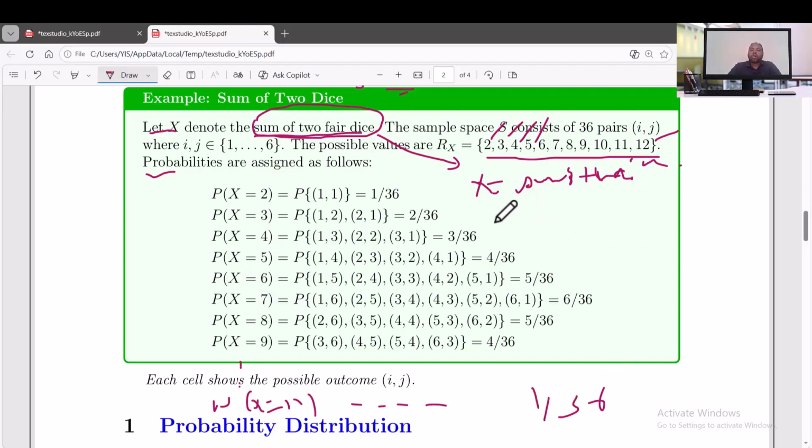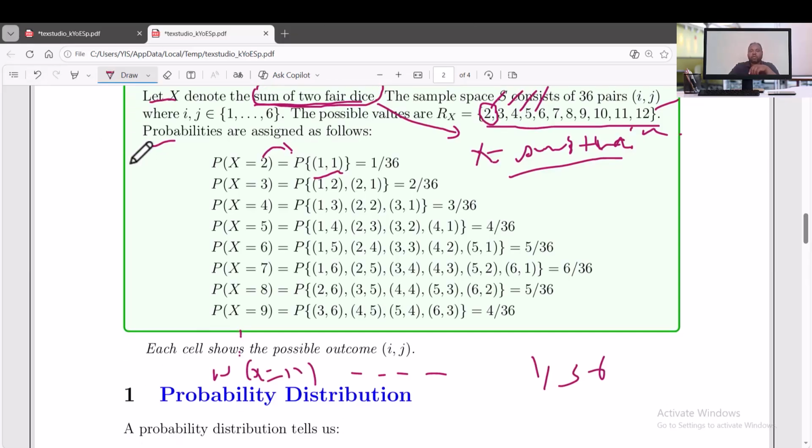Based on this defined random experiment, we can construct the probability distribution. The possible value 2 has an actual outcome (1,1). This is the only actual outcome that yields sum 2. And there are two actual outcomes with sum 3: 1 plus 2 is 3, and 2 plus 1 is 3. And how many actual outcomes have a sum of 4?